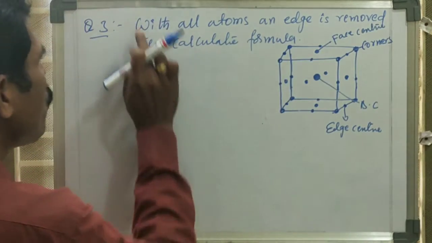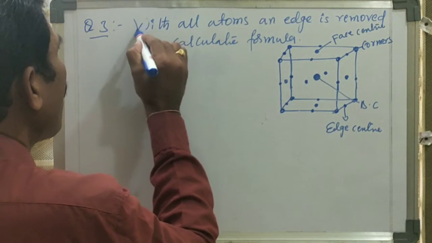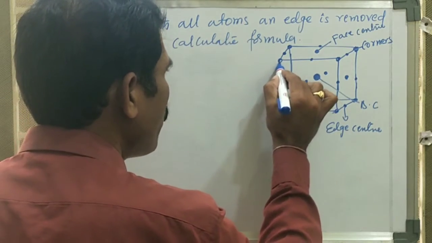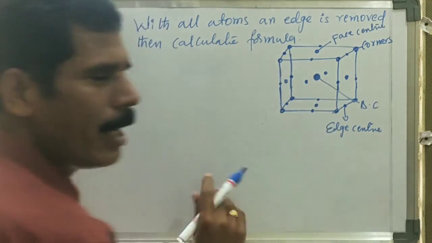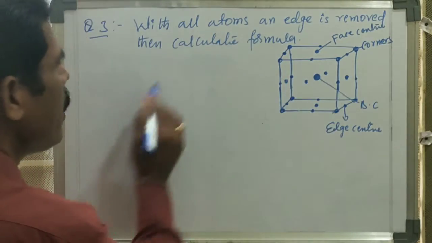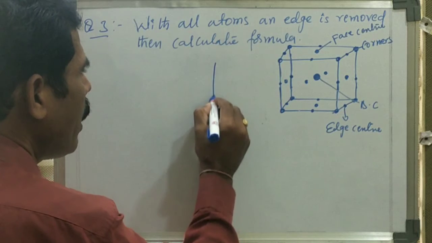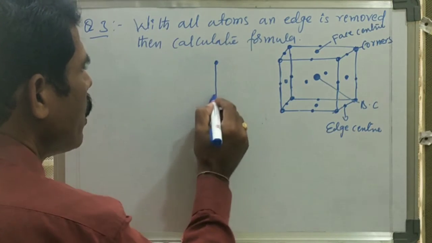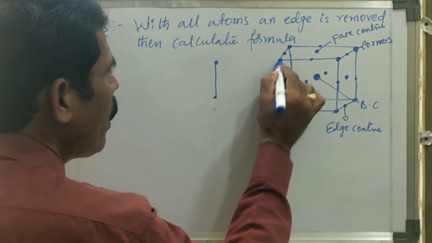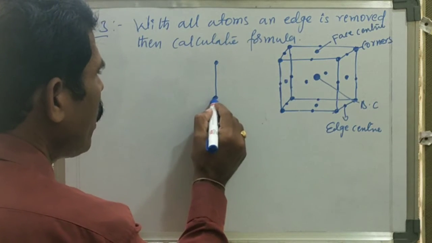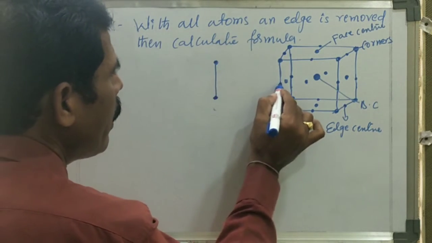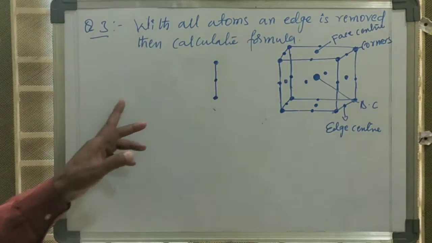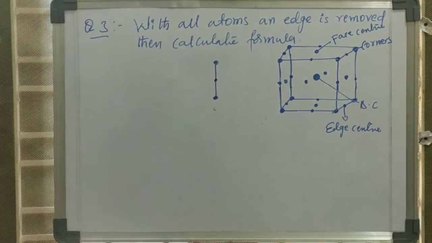According to the given question, with all atoms and the edge removed, this edge was removed. You have to separate this. So this is the corner, here the corner atom, then the edge center atom. Now we can calculate the formula based on this given question.